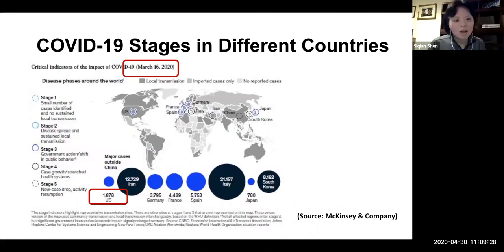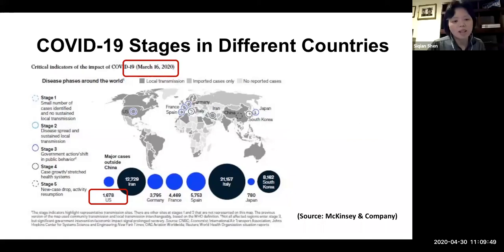of the whole world. And as you can see back then, United States is not really seen as a big problem. It only has 1,678 infected cases, but we know how bad it is now. So I think you can see how quickly this disease spread out, definitely from this picture.